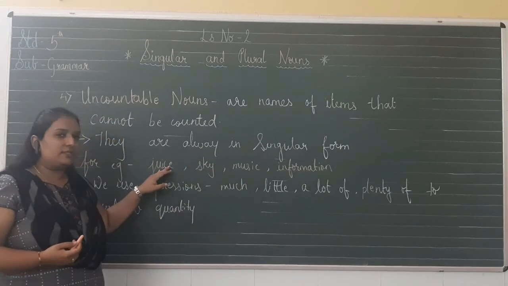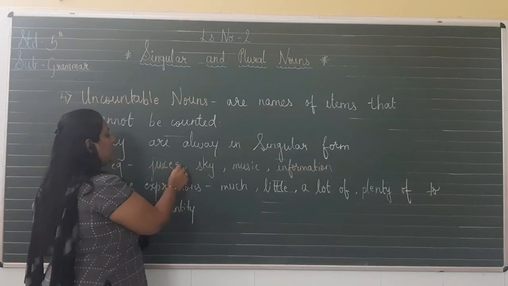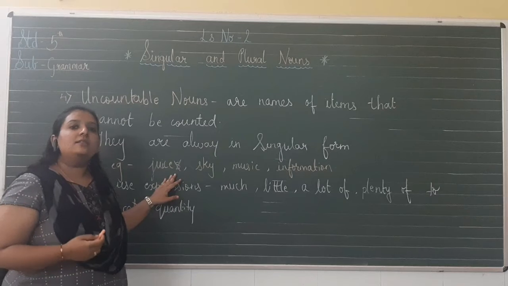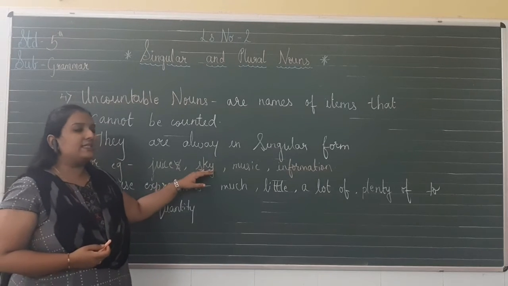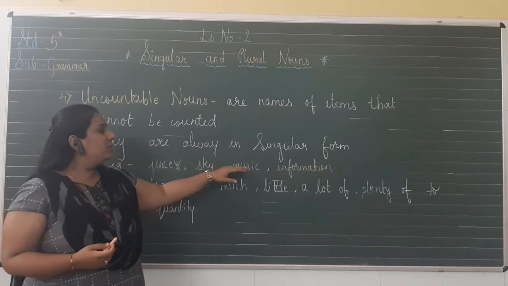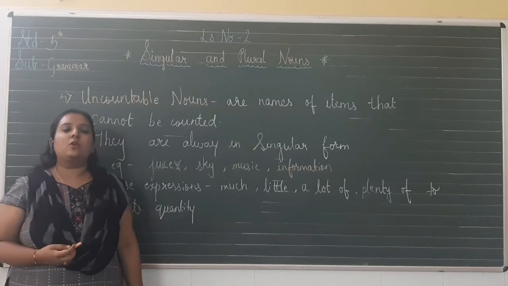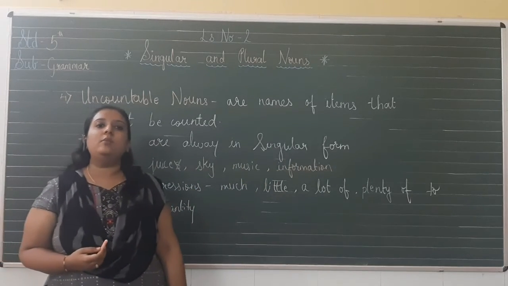For example, juice. Can we say juices? No, we cannot say juices. It is only indicated in singular form. Same way goes with sky. Can we say skies, musics, informations? No. Uncountable nouns are always used in singular form only.